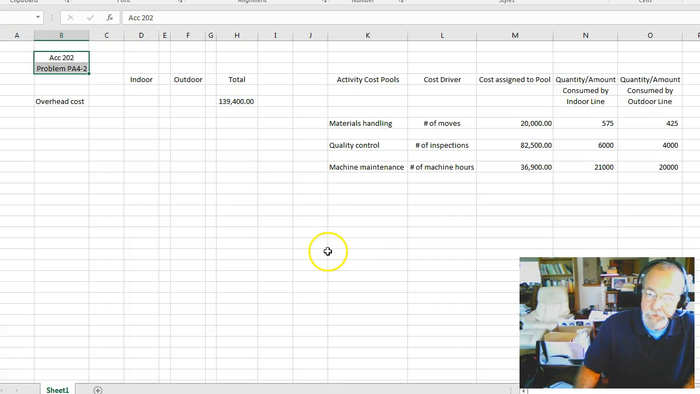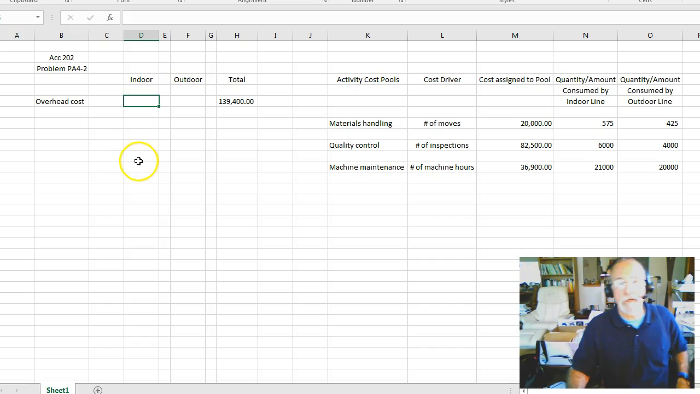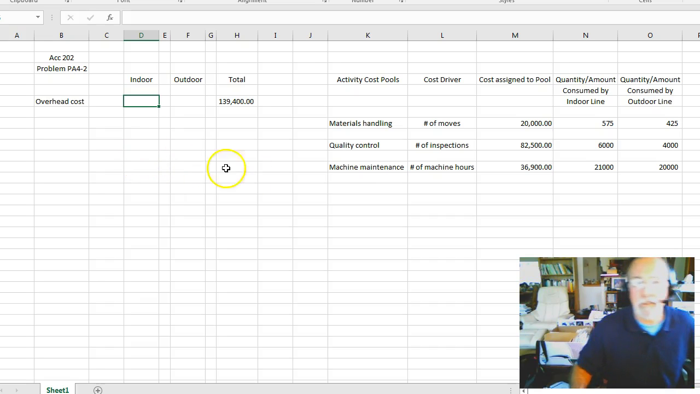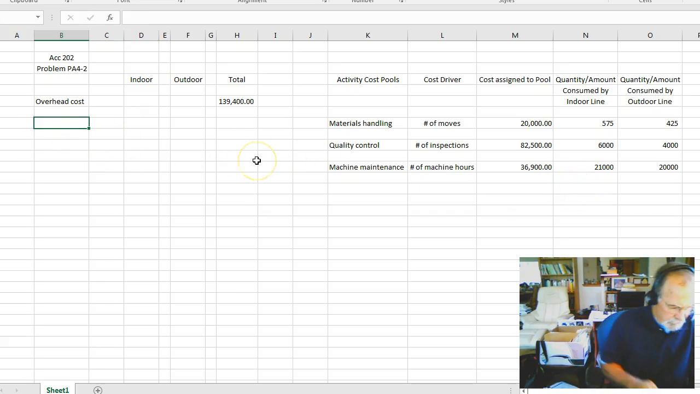But in this case, again, it seems to be more machine intensive. The production process seems to be more machine intensive, and so under the first requirement for the problem, using traditional cost allocation, we're going to use machine hours. And so the machine hours, we can show this over here.